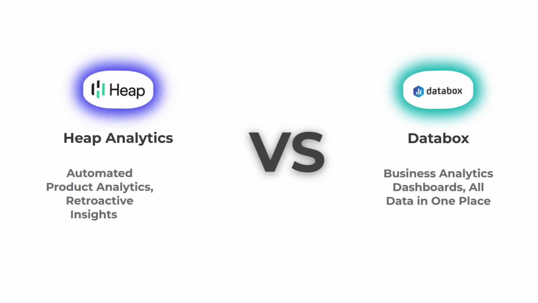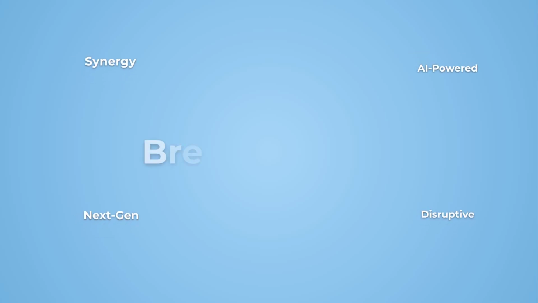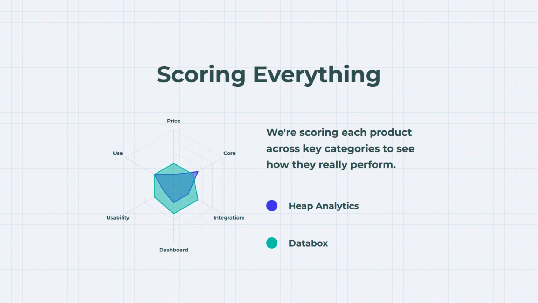On the left, Heap Analytics, with automated retroactive insights for product teams. On the right, Databox, the business dashboard that unifies data from dozens of platforms. Let's skip the buzzwords and get to the real stuff. Each category earns points, and at the end, you'll see exactly who comes out on top. The result might not be what you expect.